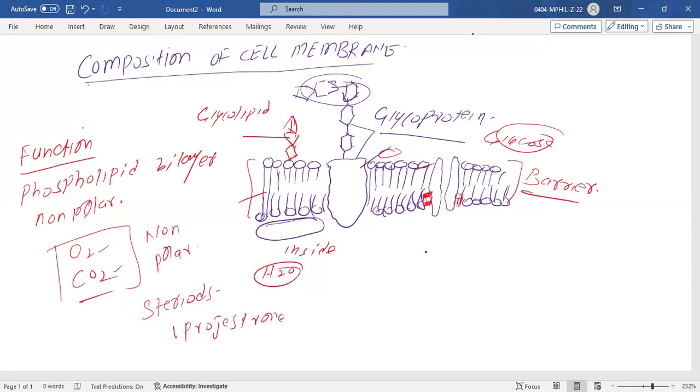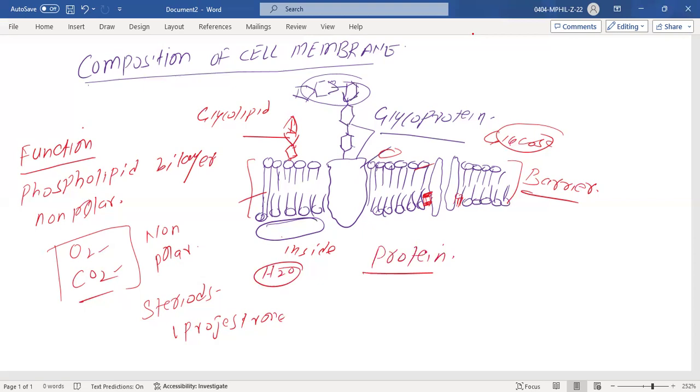Now another component that we have to study in detail is protein, because it has a very major role in the cell membrane. Somewhere you will see that these proteins are acting as a channel. Somewhere you will observe that these proteins work as a carrier. Somewhere you will understand that these proteins are the structural part of the cell membrane. So they have various functions inside the cell membrane, right?